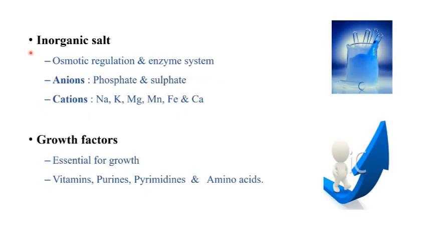Inorganic salt and other growth factors. Inorganic salt is also required for the proper growth of bacteria, mainly for osmotic regulation, and the enzyme system of bacteria requires inorganic salt. The inorganic salts are anions and cations. The anions required are phosphate and sulfate. As cations, they require sodium, potassium, magnesium, manganese, iron, and calcium.